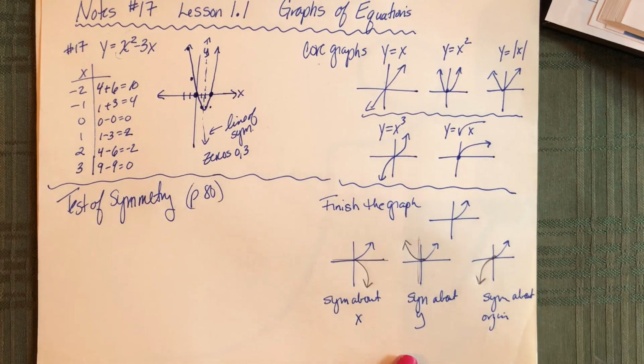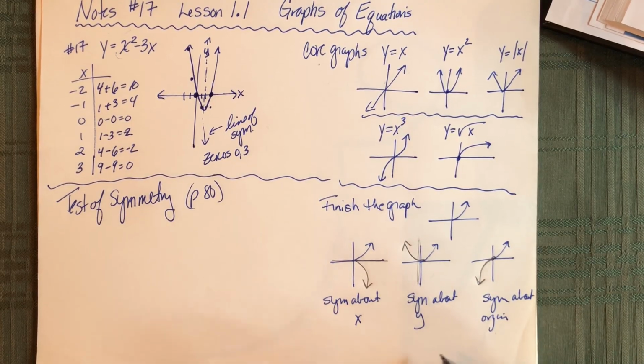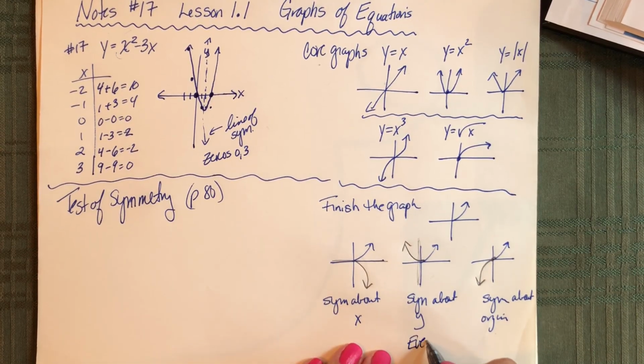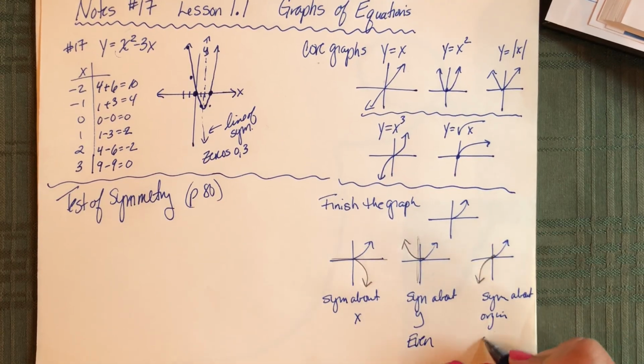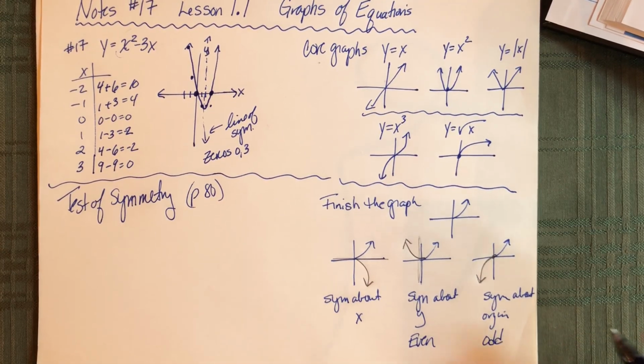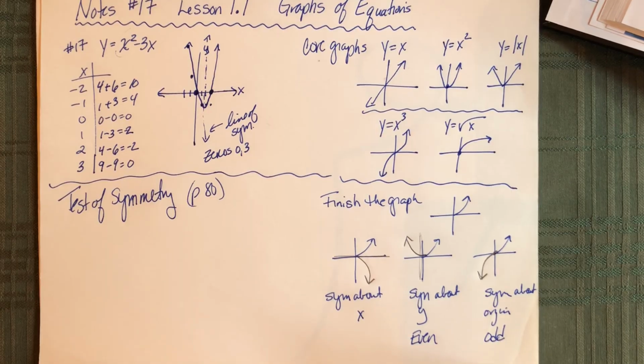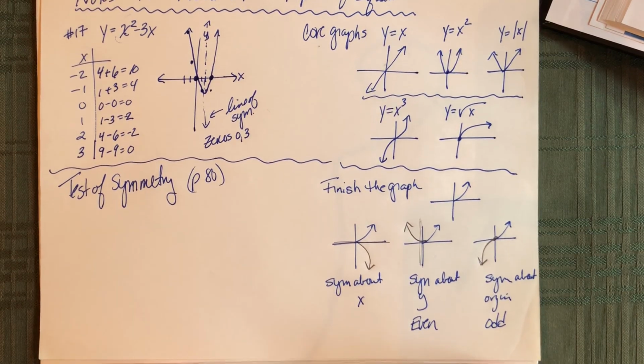Now later on you're going to learn about symmetric over the y. That's going to be what's called an even function. And symmetric over the origin later on is going to be called an odd function. Those are the two big ones. So put that one in your back pocket because it's coming up later on.